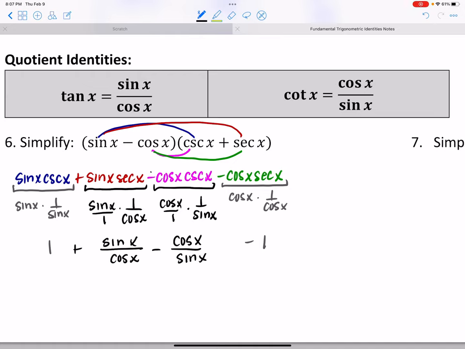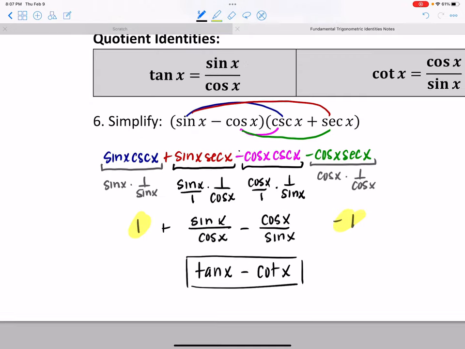Okay, so now a couple things. The positive 1 and the negative 1, those are going to cancel. And now we can use some of our quotient identities. The sine over cosine, that's right here. Sine over cosine we have to recognize as tangent, so we can just call this tangent of x. And then cosine over sine, that's right here, that's cotangent. So tangent of x minus cotangent of x is how that product simplifies. That's a much simpler version than what we started with. Okay, so using our reciprocal and quotient identities in that problem.